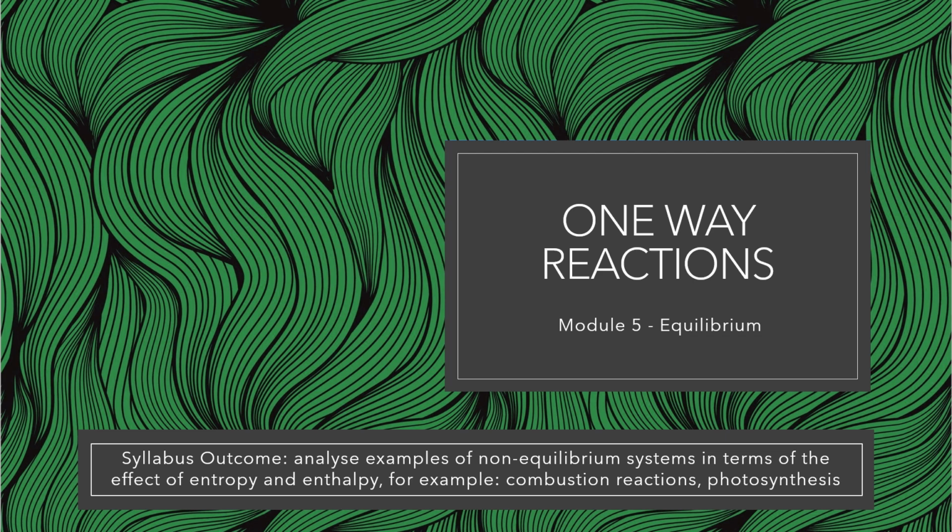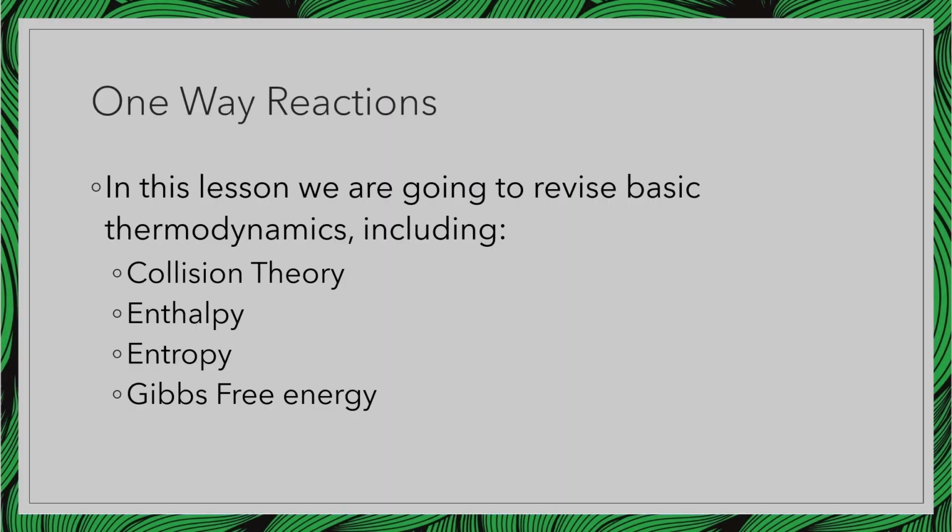So before we actually go into too much, we're going to revise some topics from Module 4. In particular, we're going to look at collision theory, enthalpy, entropy, and Gibbs free energy. So these are the things that we studied in Module 4. If you need a refresher on that, go back to Module 4, have a look at those in a bit more detail. We'll just go over them a little quickly today so we can get through everything.